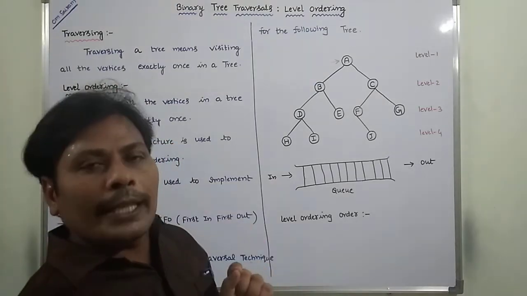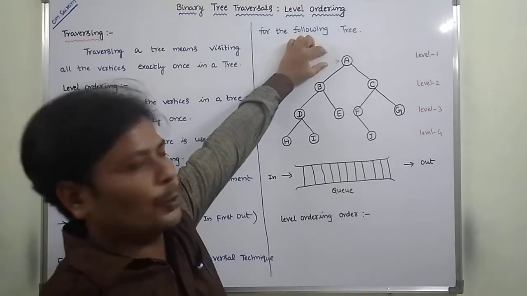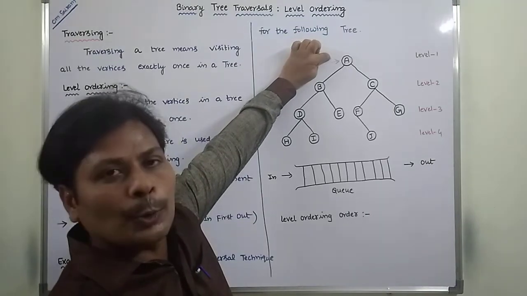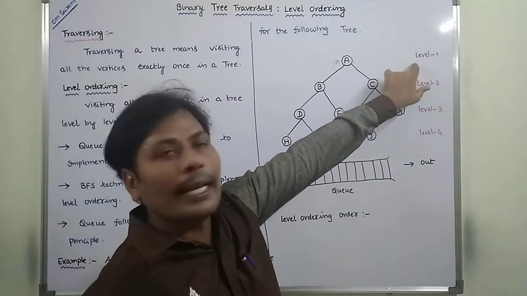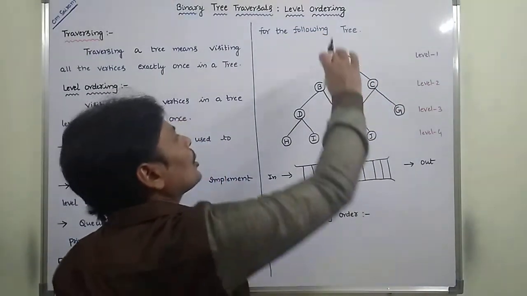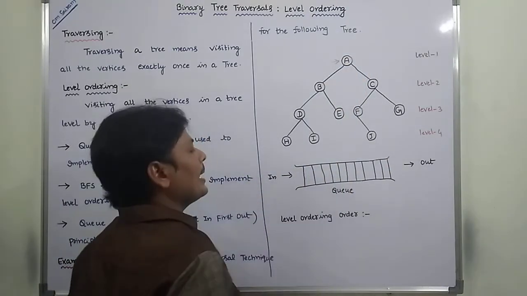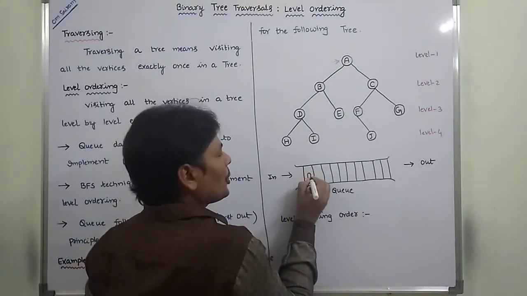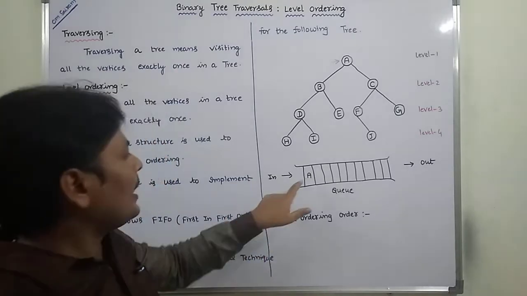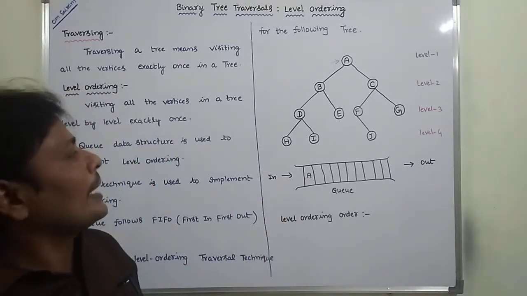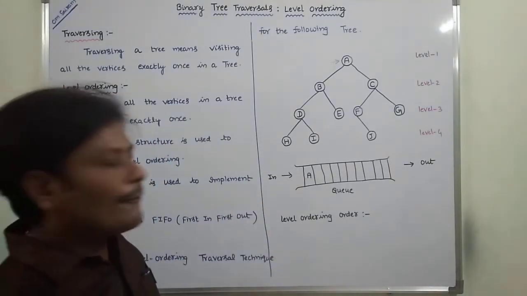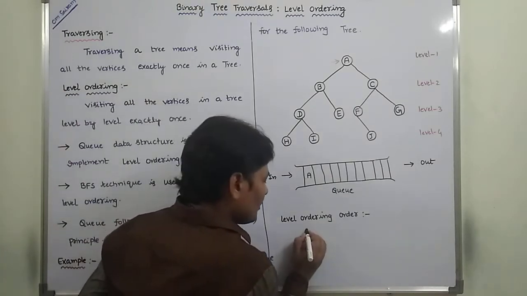So level ordering starts at the root node. Here A is the root node that is there in level 1. First, root node A is inserted into the queue. After inserting the root node A into the queue, first visit that node.